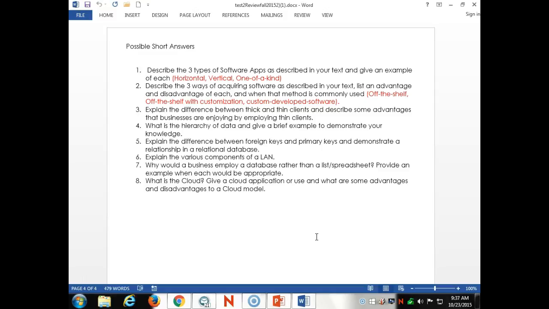Why would a business employ a database rather than a list or spreadsheet? Provide an example when each would be appropriate. And what is the cloud? Give a cloud application or use, and what are some advantages and disadvantages to a cloud model? So those are the 8. First off, any questions you guys have on those 8? Is there anything that is not clear to you?